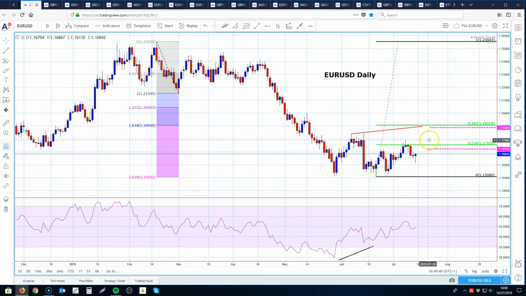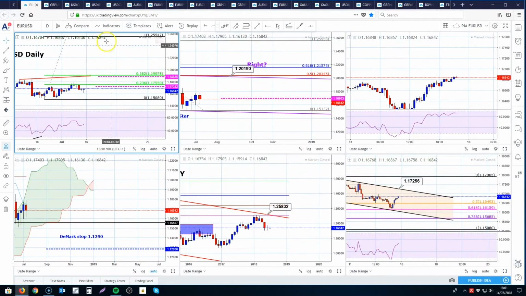But we have a 38.2% pullback level at 119.07, and we've got our bespoke resistance at 118.88. So that's our prime target area going into this week. So we're looking to buy dips for a push higher.